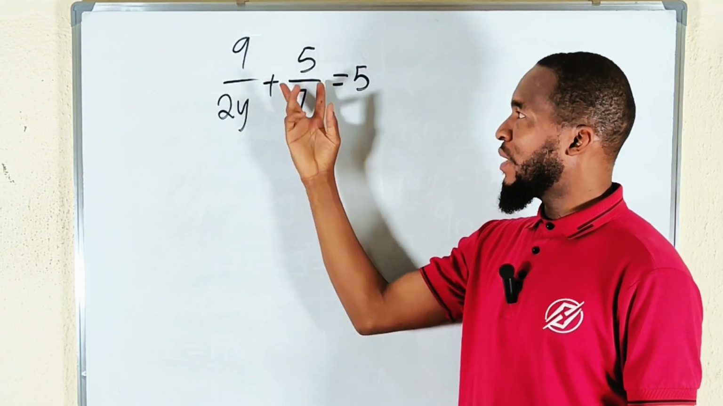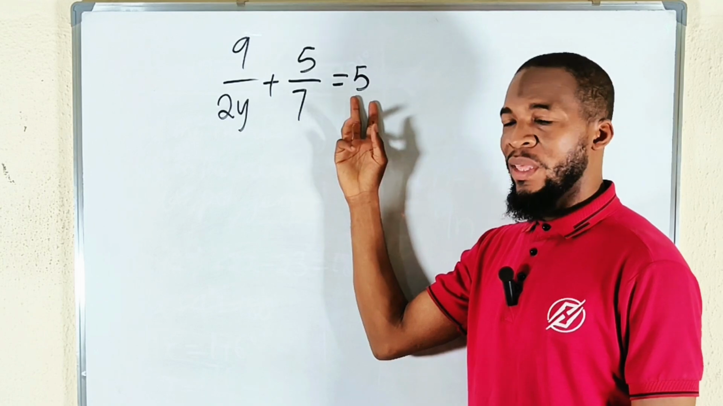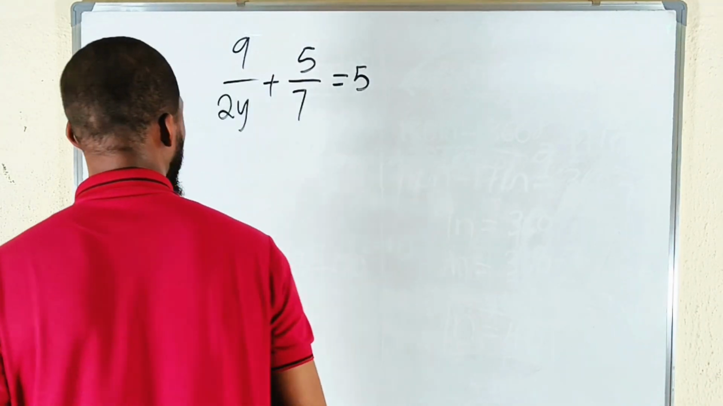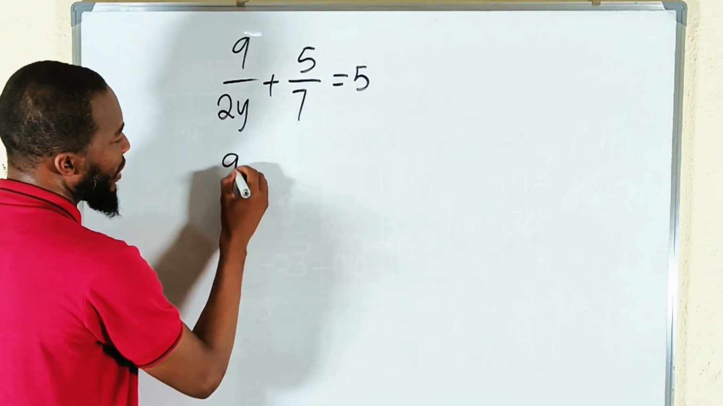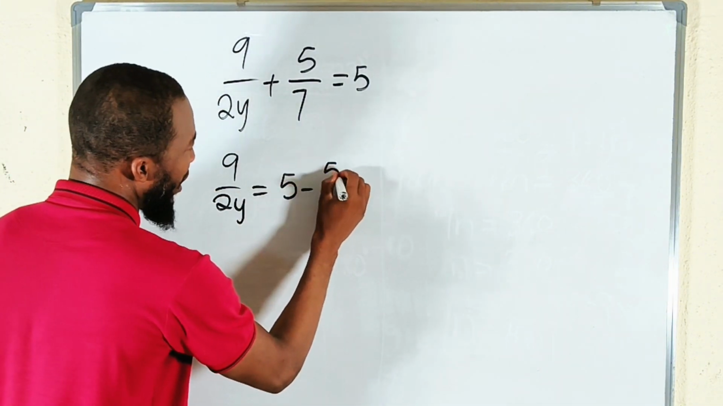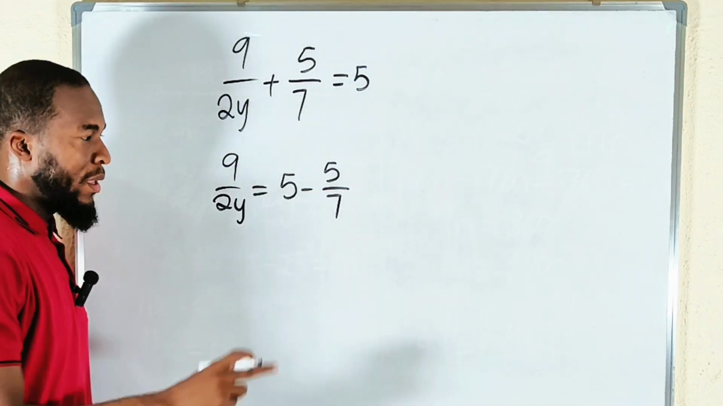But since this is just a number, 5/7, and we have a number here, why not take this one to the right? That is the best way to solve this problem. So we have 9 divided by 2y here equals 5 minus 5 divided by 7.